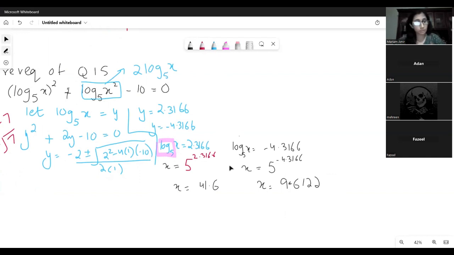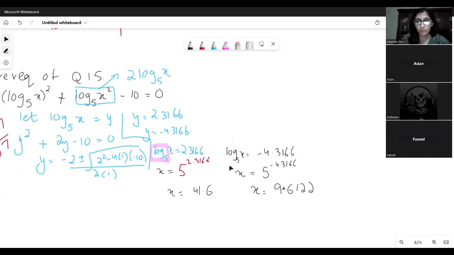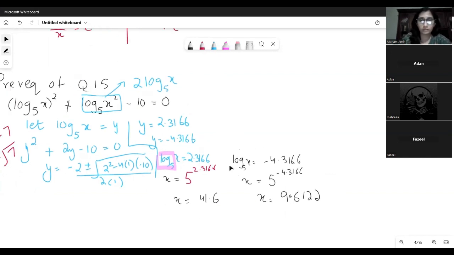I think I wrote a wrong answer. It's times 10 power minus 4 as well. Yeah, this is times 10 power minus 4. Still a positive value, so both values are acceptable.